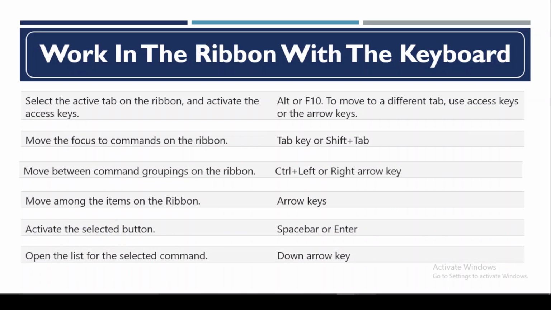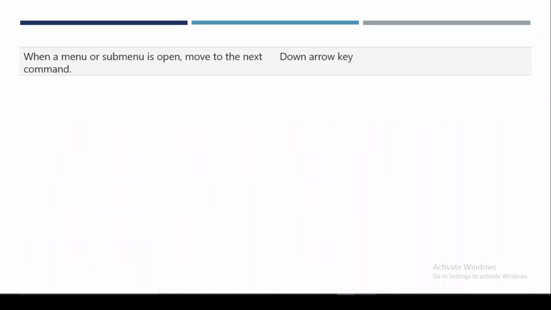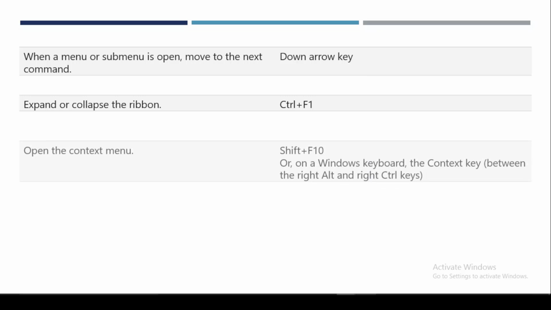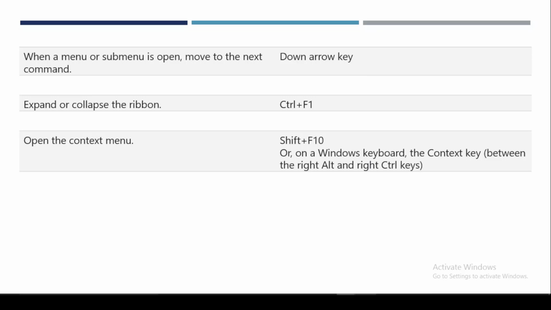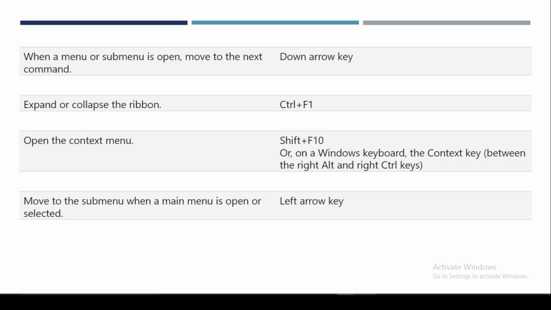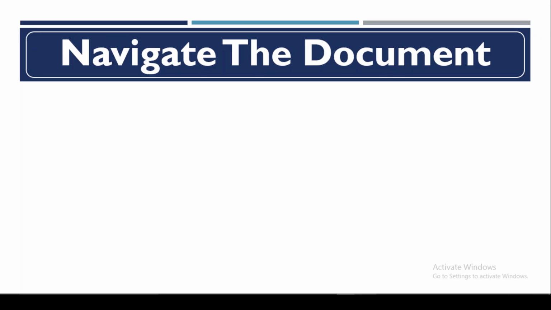Open the list for the selected command, down arrow key. Open the menu for the selected button, Alt+down arrow key. When a menu or submenu is open, move to the next command, down arrow key. Expand or collapse the ribbon, Ctrl+F1. Open the context menu, Shift+F10 or, on a Windows keyboard, the context key between the right Alt and right Control keys. Move to the submenu when a main menu is open or selected, left arrow key. Now, have a look at navigate the document.